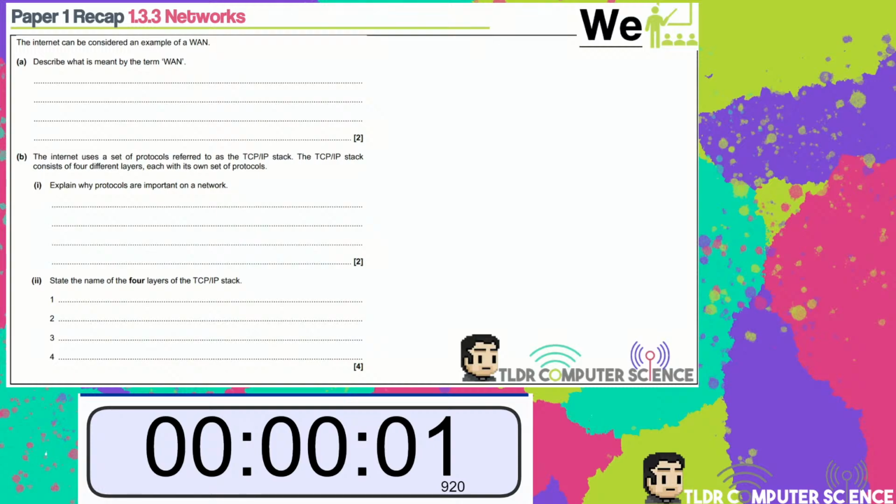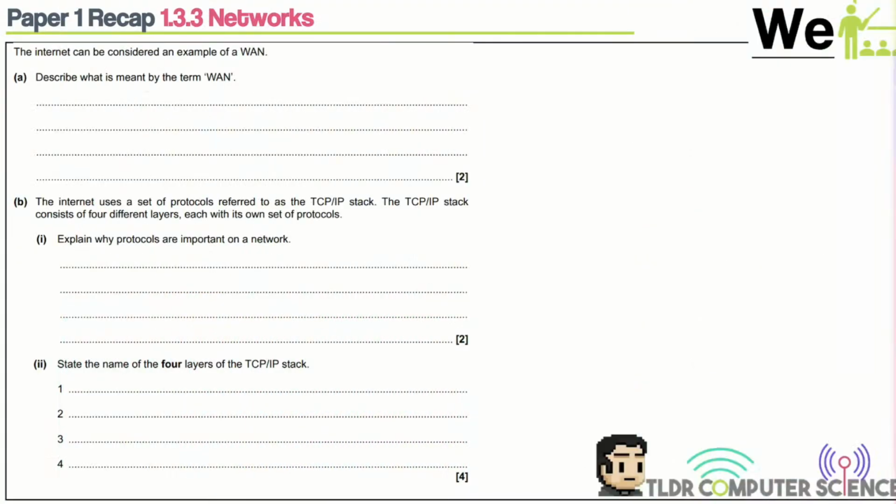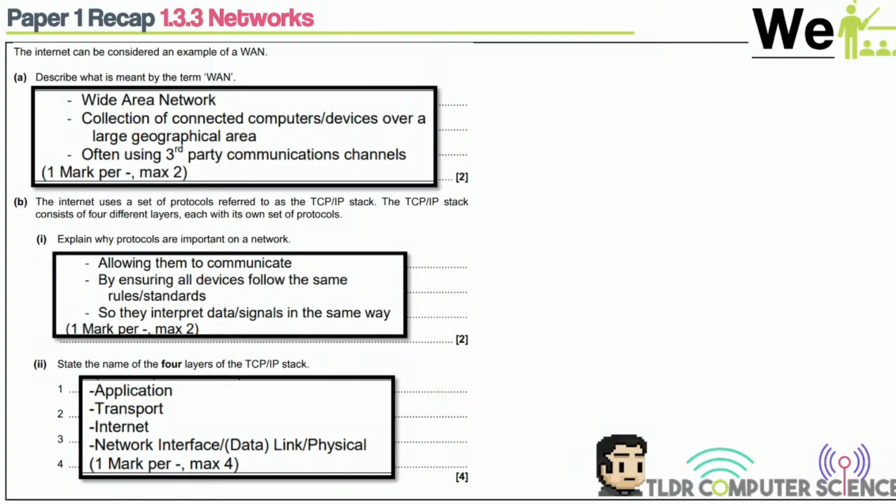Okie dokie, let's review. This is all really about core definitions. Yes, you can get a mark for saying wide area network, but be very careful about that. These days, they're very hesitant to give that mark. But a collection of computers over a large geographical area is the kind of answer you want to go for, and using third-party communication channels.